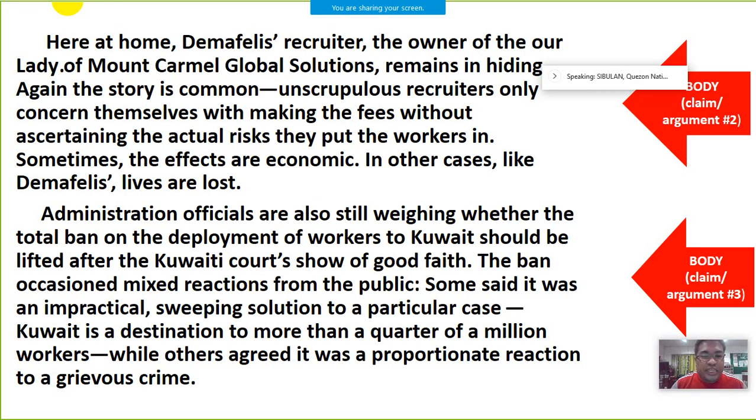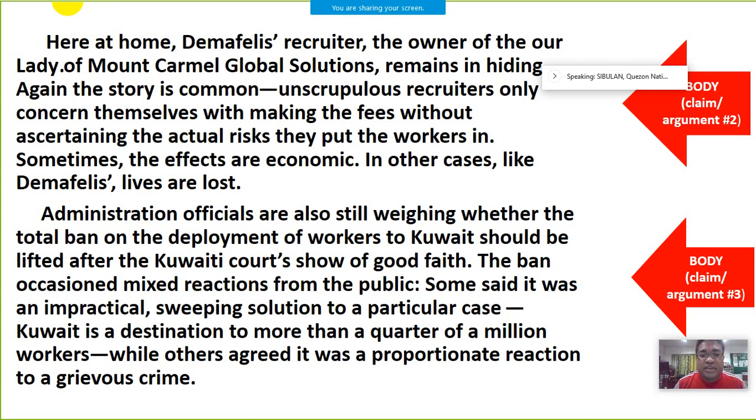Then, the third argument is what the administration is doing. Let me read. Administration officials are also still weighing whether the total ban on the deployment of workers to Kuwait should be lifted after the Kuwaiti court shows good faith. The ban occasioned mixed reactions from the public. Some said it was an impractical, sweeping solution to a particular case, Kuwait being a destination to more than 250,000 workers, while others agreed it was a proportionate reaction to a grievous crime.